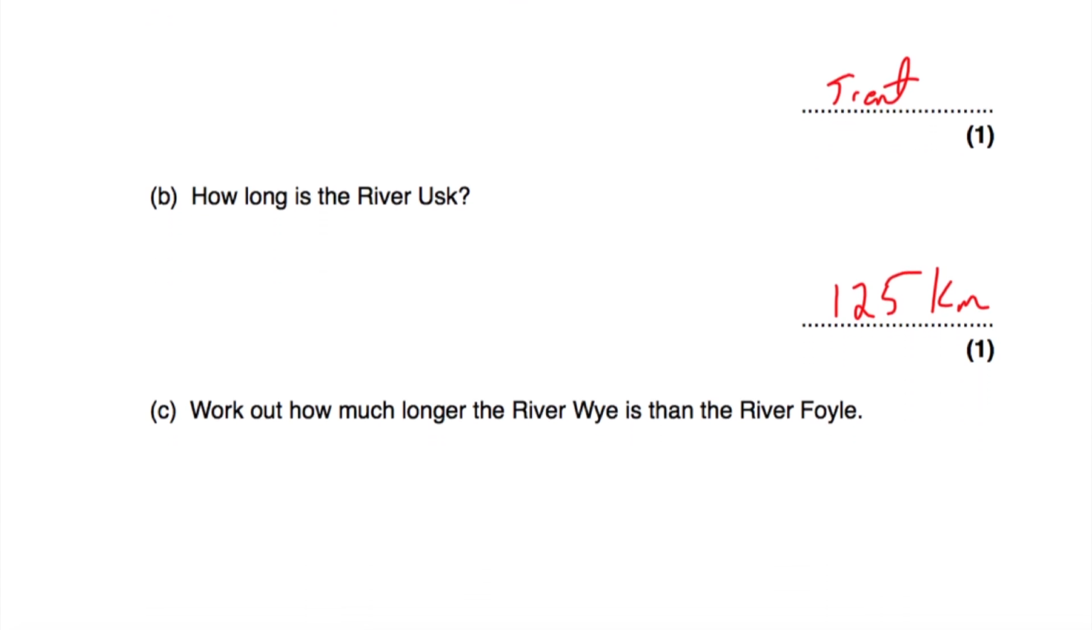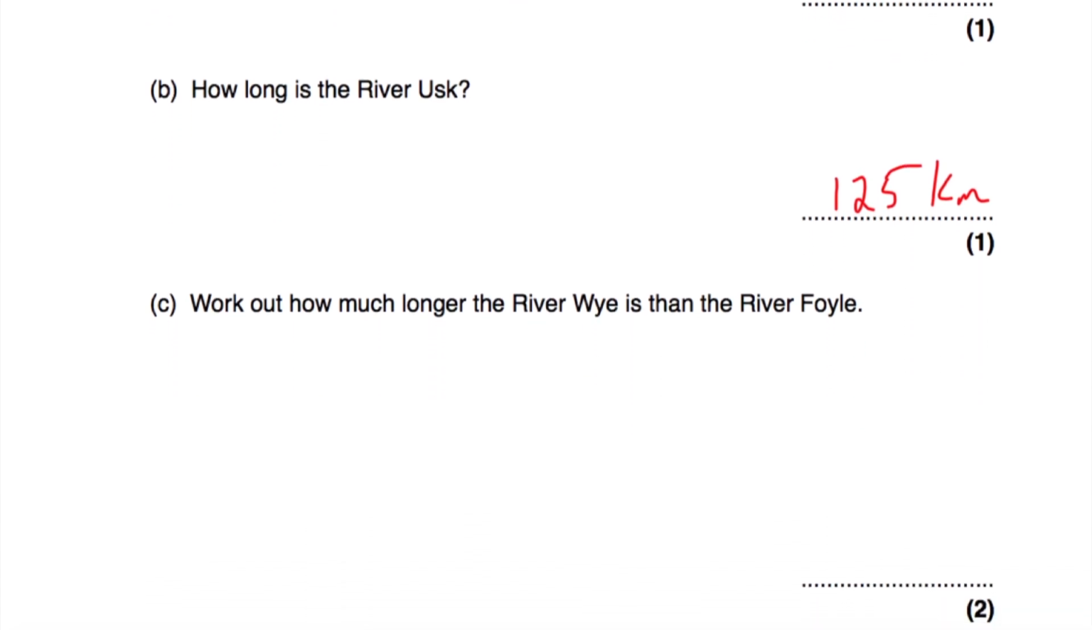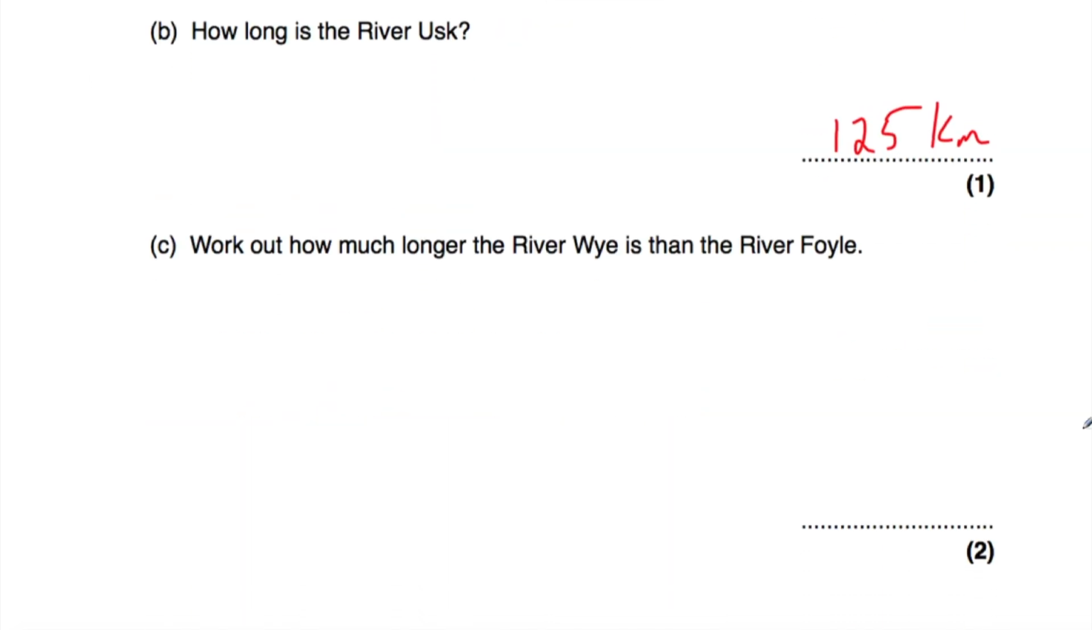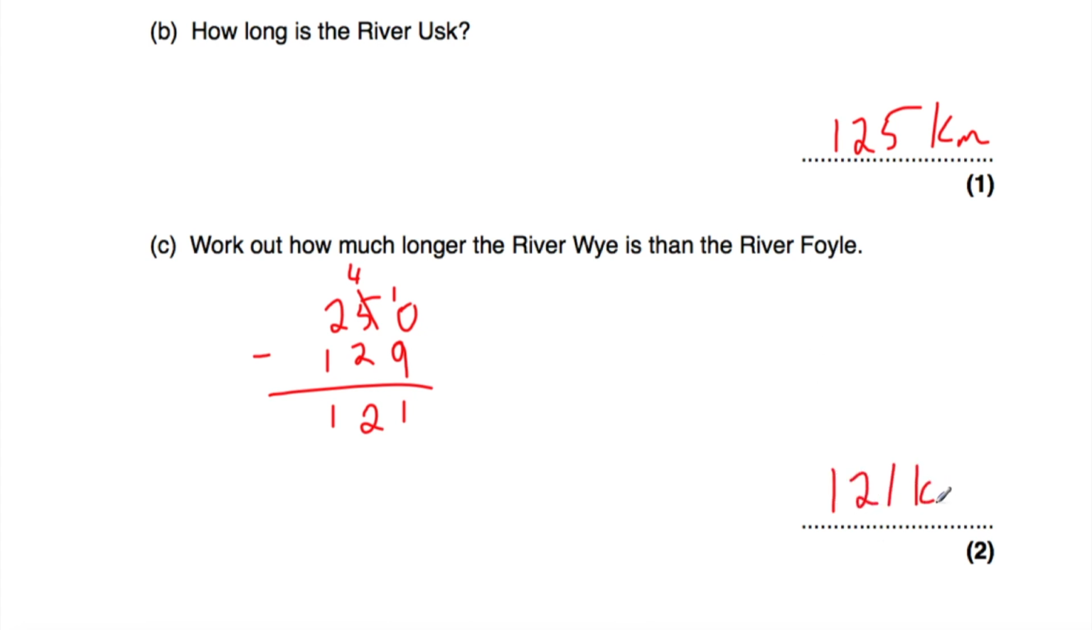And part C says how much longer is the River Wye than the River Foyle? The River Wye is 250 kilometres, the River Foyle is 129 kilometres, and we just need to take them away. So 250 take away 129. 0 take away 9 we can't do, so let's borrow. So it's now 4 and carry the 1. 10 take away 9 is 1. 4 take away 2 is 2, and 2 take away 1 is 1. Apologies if I'm pronouncing that incorrectly, but how much longer is the River Wye than the River Foyle? That would be 121 kilometres, and that's it.